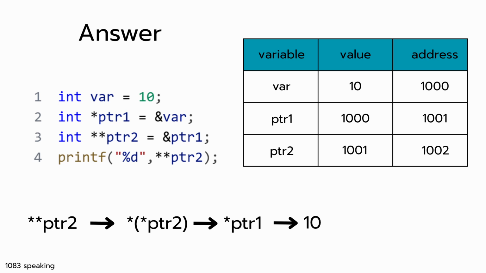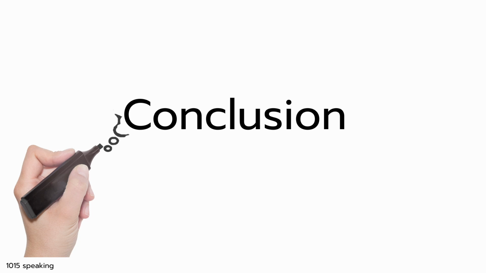That concludes our quick exercise on C pointers. I hope this hands-on practice has clarified how single and double pointers work. Let's quickly recap what we learned. A pointer is a variable that stores the address of another variable. You can use the ampersand operator to get the address of a variable, and the asterisk operator to access the value stored at that address.